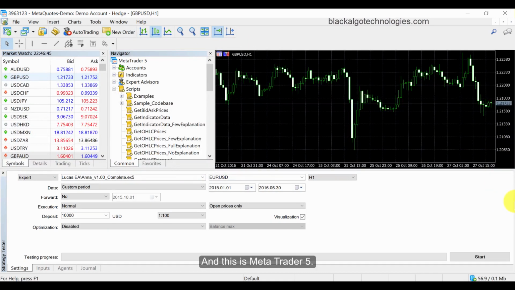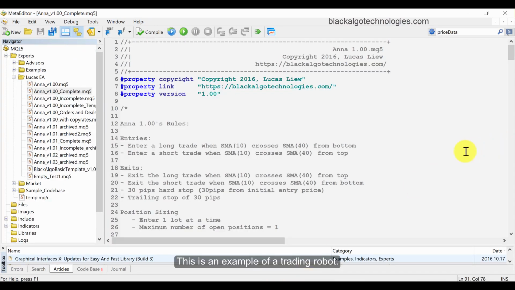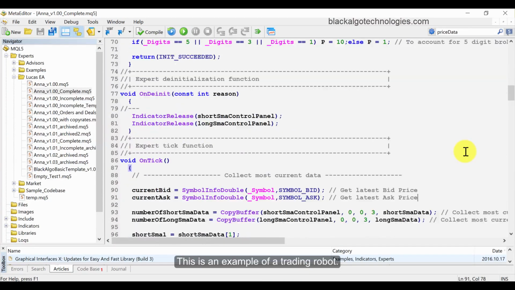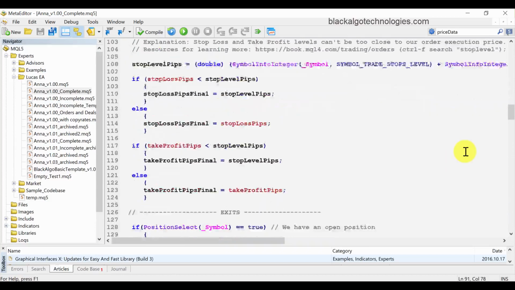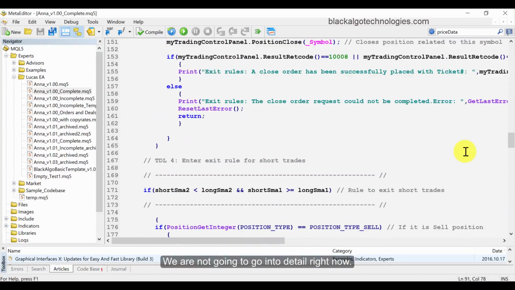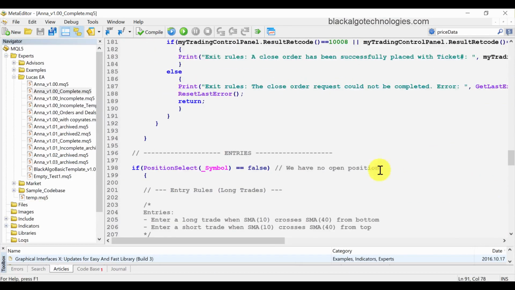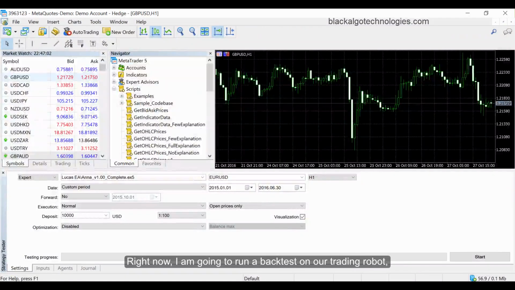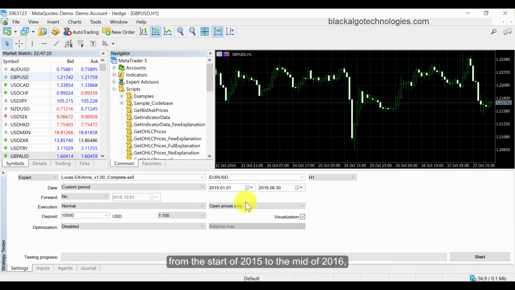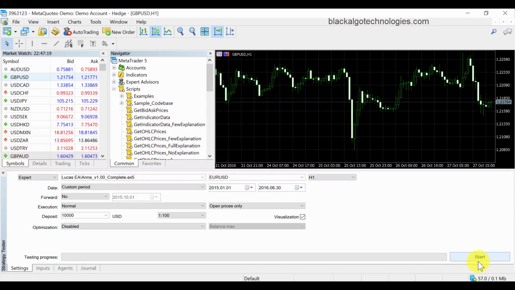This is MetaTrader 5. This is an example of a trading robot. We are not going to go into details right now. And right now, I'm going to run a backtest on our trading robot, Robot Anna, from the start of 2015 to the mid of 2016 on the currency Euro US dollar.